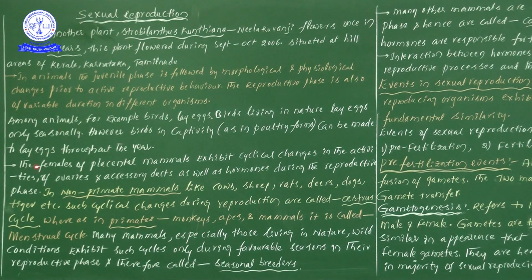Next one, the females of placental mammals exhibit cyclical changes in the activities of ovaries and accessory glands as well as hormones during the reproductive phase. Likewise, we will see the menstruation period and some other stages or cyclical changes. So the author is talking about that. The activities involve the ovaries and the production of different types of hormones, and everything can be seen during the reproductive phase.